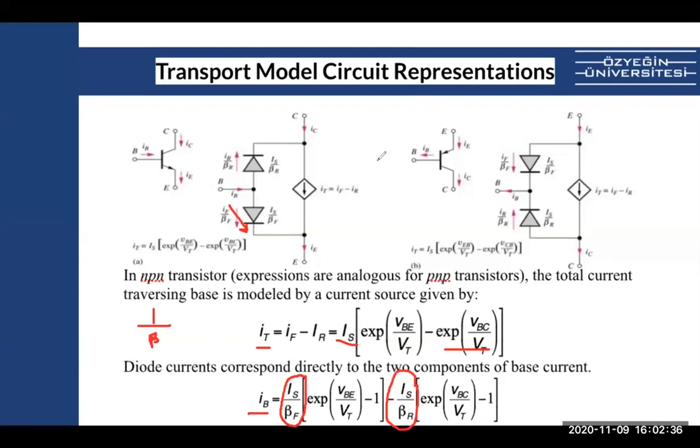When you are reading, try to understand how IC, IE, and IB are related to each other, okay? So in an NPN, the base current and the collector current, their sum is IE. But in a PNP, it is slightly different. IC is IB plus IE and so on. Okay. All right.